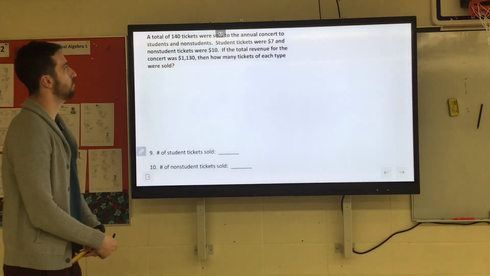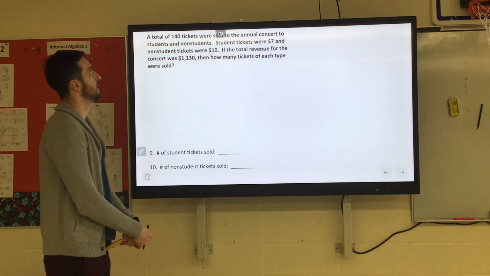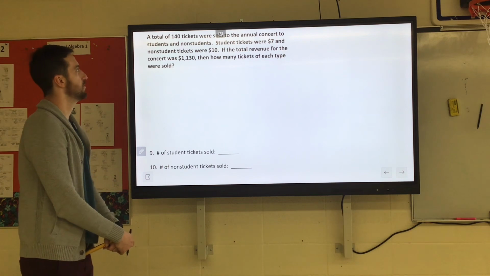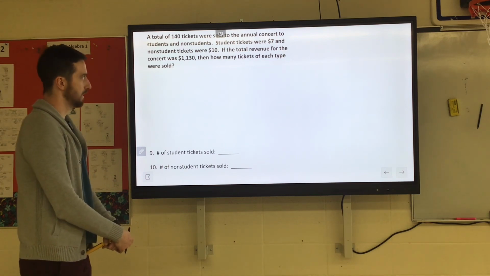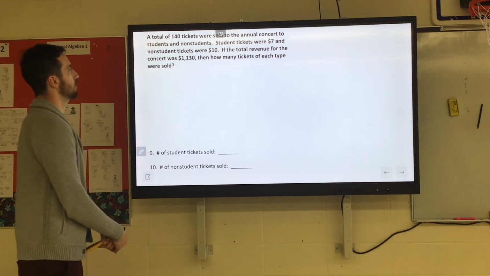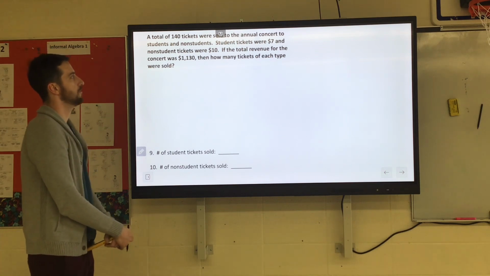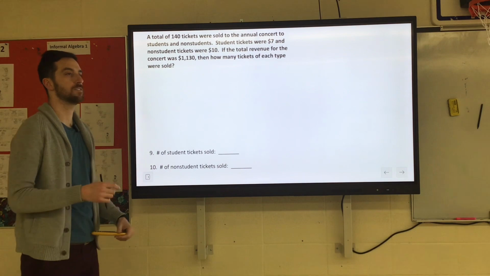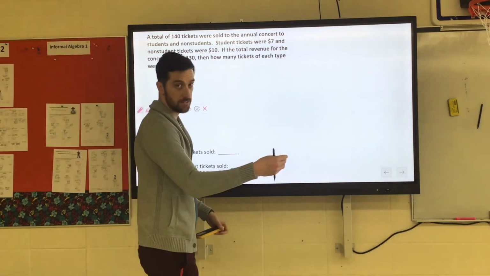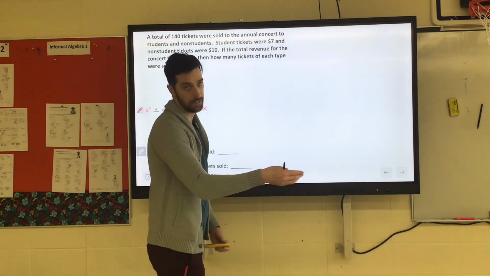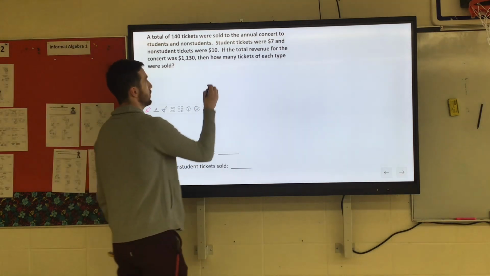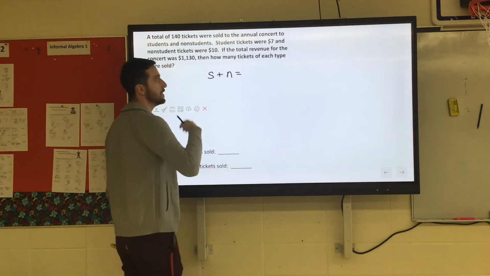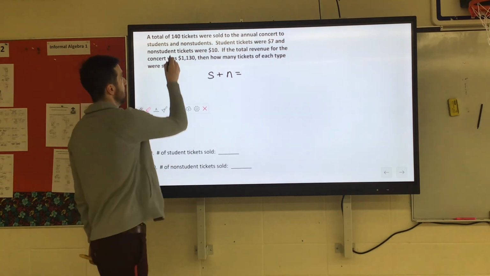A total of 140 tickets were sold to the annual concert of students and non-students. Student tickets were $7, non-student tickets were $10. If the total revenue for the concert was $1,130, how many of each type of ticket were sold? So again, we're going to set up a total number of tickets and a total value of tickets. Total number, if I took the student tickets and I add the non-student tickets, how many tickets were sold? Well, 140.